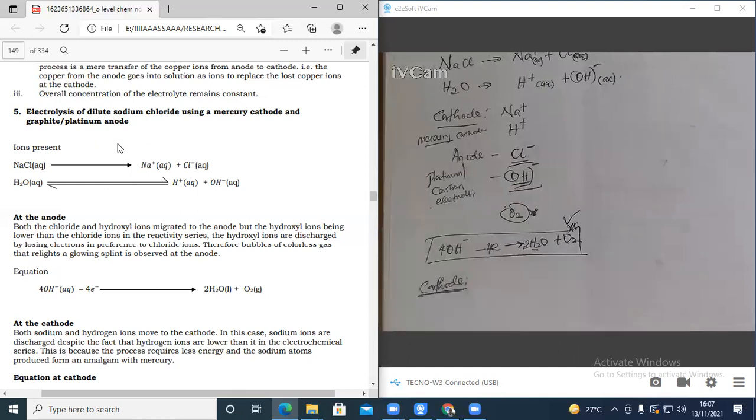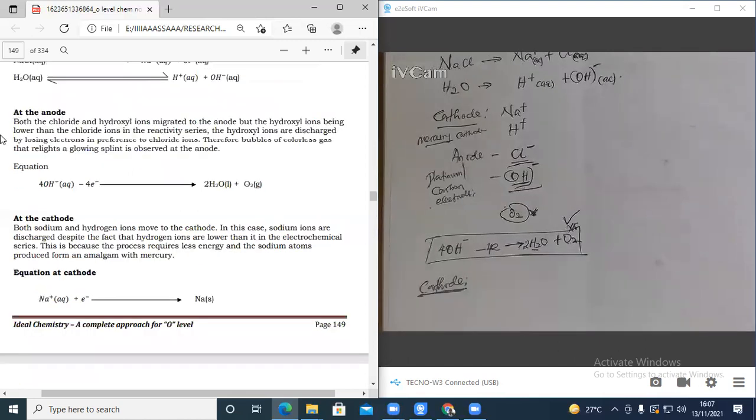What do you expect to get from the cathode? Let's look at this. So let's start from here. Both chloride and hydroxyl ions migrate to the anode, but the hydroxyl ions being lower than chloride ions in the reactivity series, the hydroxyl ions are discharged by losing electrons in preference to the chloride ions. Therefore, bubbles of a colorless gas that lights a glowing splint is observed at the anode.